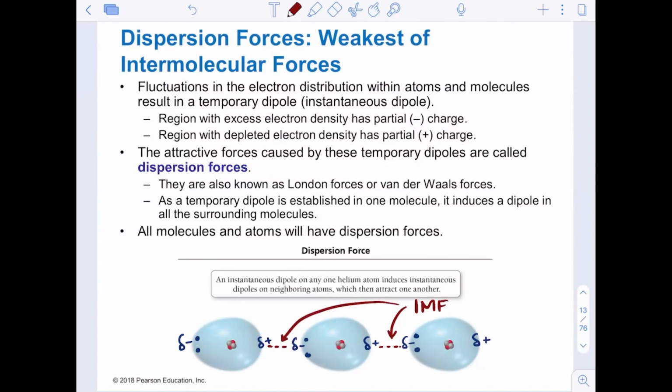Now, all molecules have this ability. All molecules have the ability to temporarily distribute their electrons in an uneven way. They're fleeting, they're not very strong, and that's what we would call them, the weakest of the intermolecular forces.